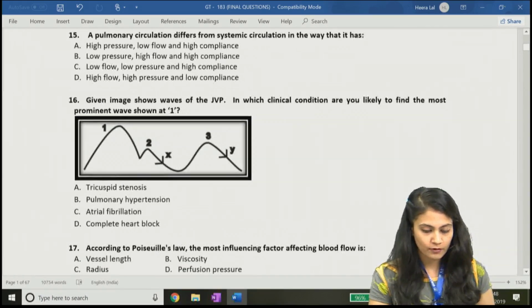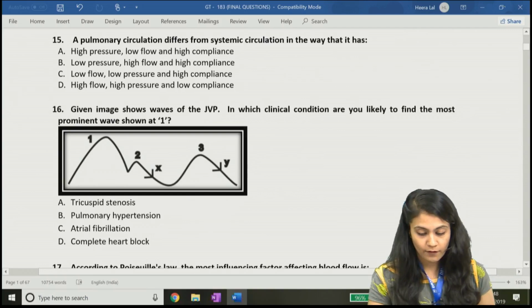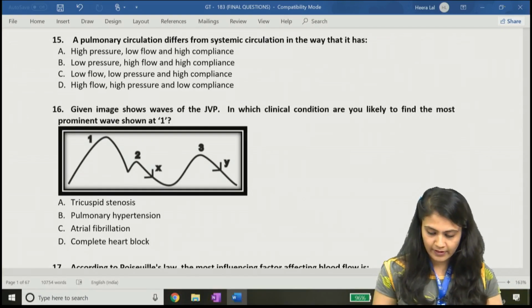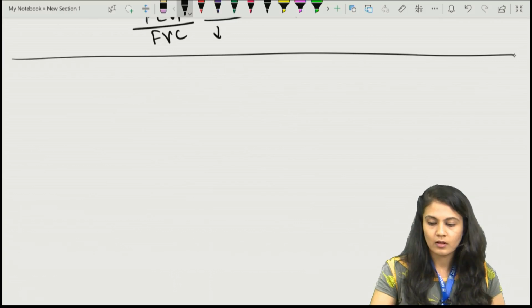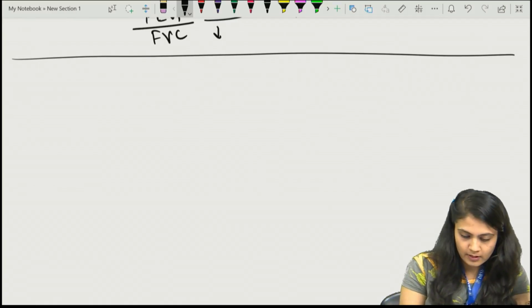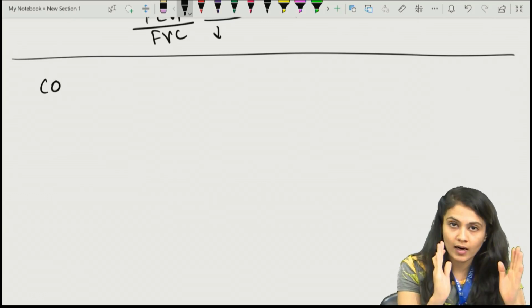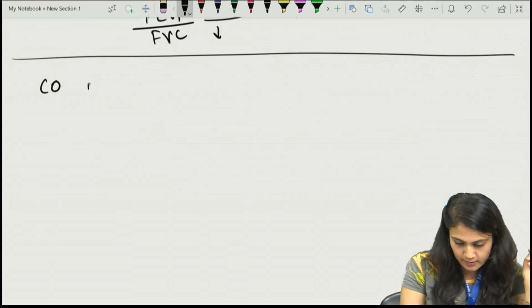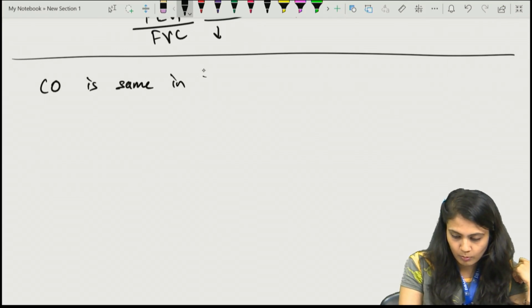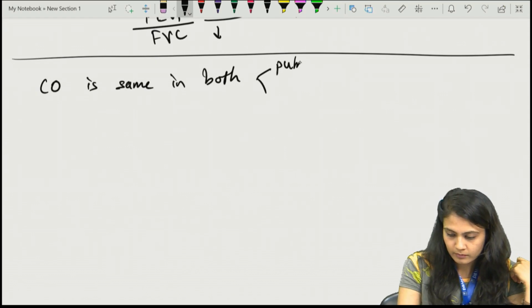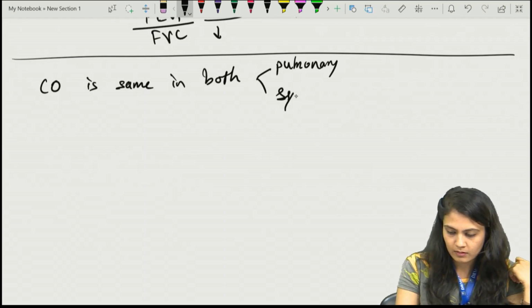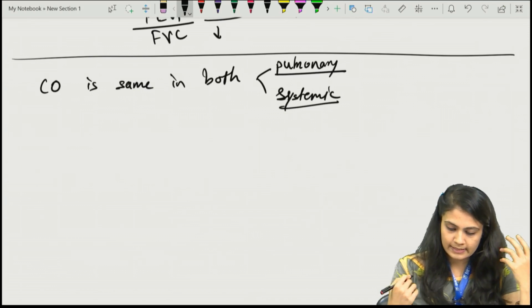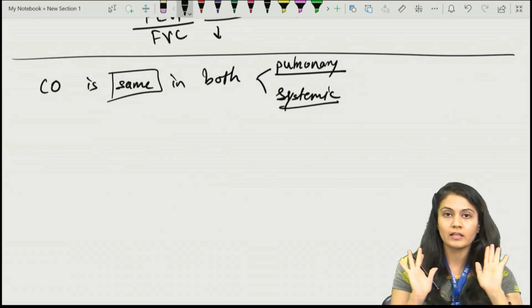Moving to the next question, question number 15. Pulmonary circulation differs from systemic circulation in the way that it has. If we have to see the funda about pulmonary and systemic circulation, we can look at cardiac output. As we know, we have one heart pumping the same volume at the same time in both ventricles. So cardiac output is the same in both pulmonary and systemic circulation, equal at 5 liters per minute.